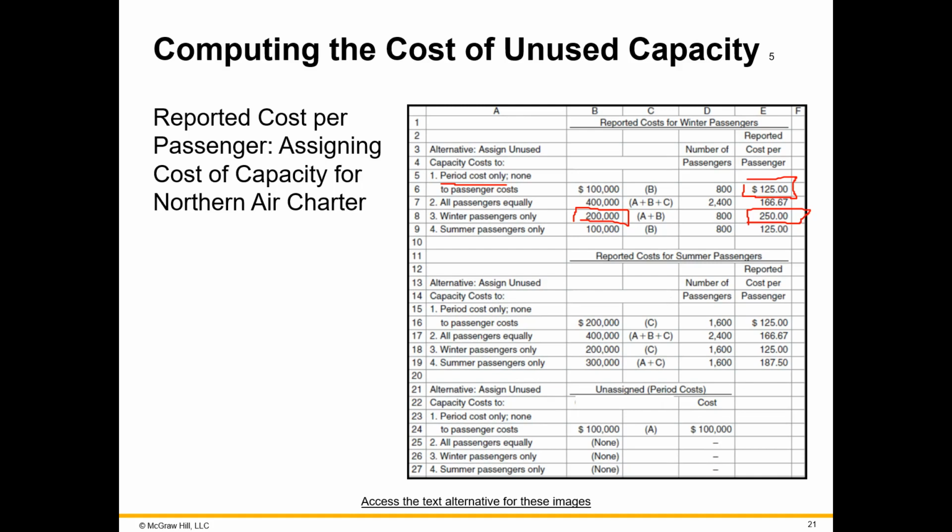So again, there's no perfect right way or wrong way to do this, but we always have to look at the data and apply our actual knowledge to it rather than just looking at the raw number. Let's say that we decided to allocate the cost to the winter passengers. Well, if you look at the winter passengers and you see that their cost is $250 per passenger, you might think, oh, well, we should raise the ticket price for winter passengers.